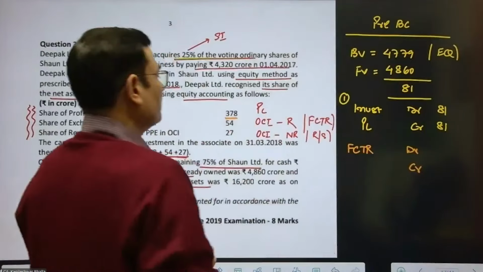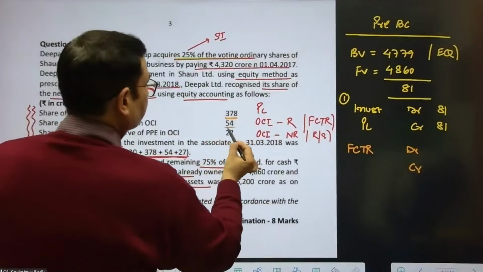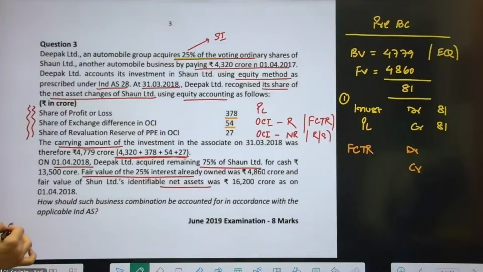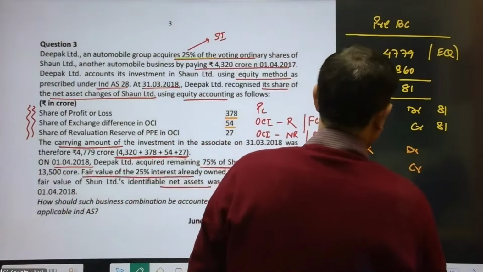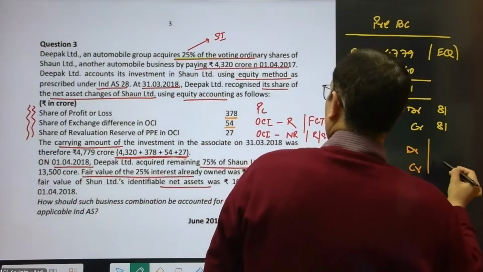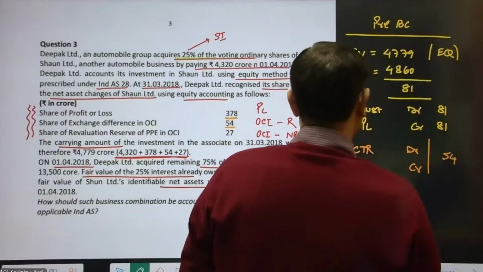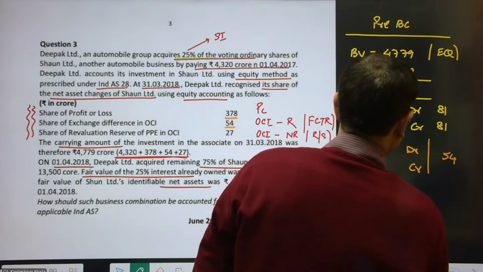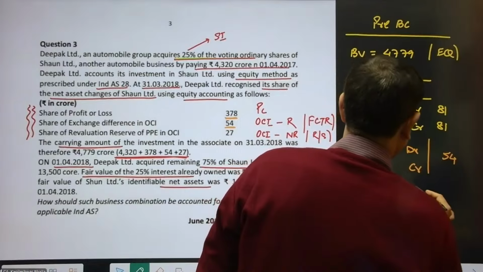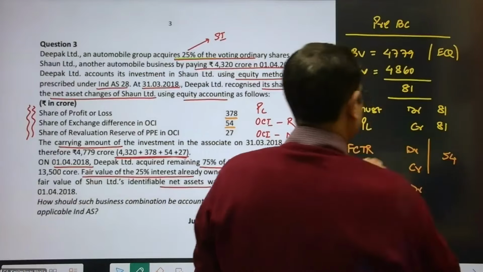So can I say FCTR gets a debit? And where will you put this money? That is 54. RE or profit and loss? It's a case of P&L. Profit and loss, that's right. 54 goes in the P&L. And then the revaluation surplus will be transferred to the RE. So revaluation surplus gets a debit, RE gets a credit.